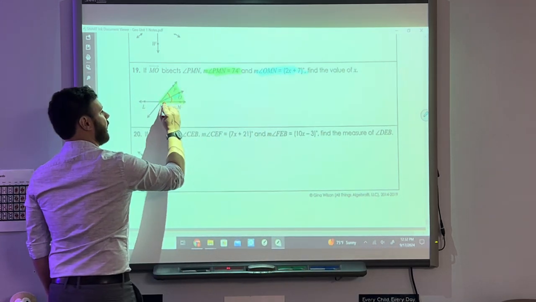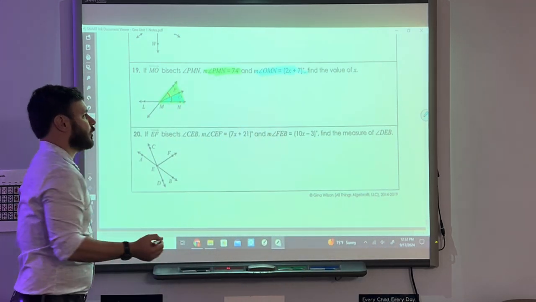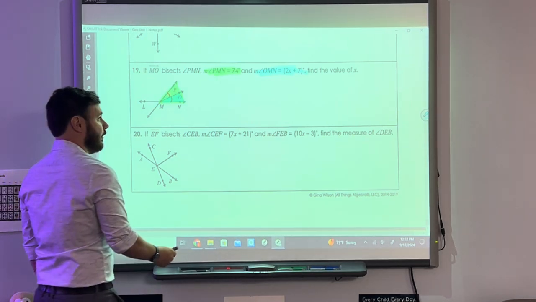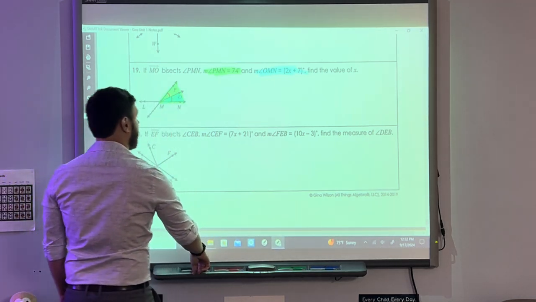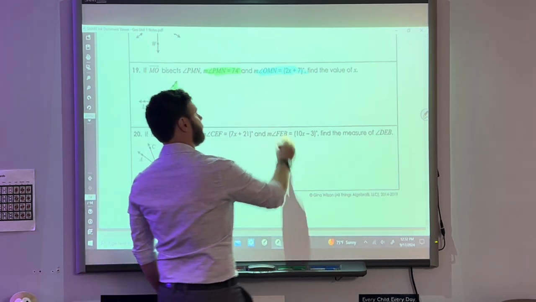OMN, that's that much. And that's exactly half of it. Find the measure of x. Okay, well there's two ways we can do this.